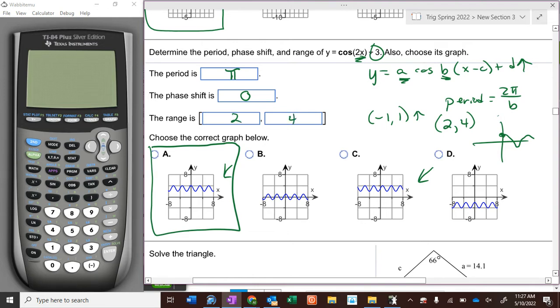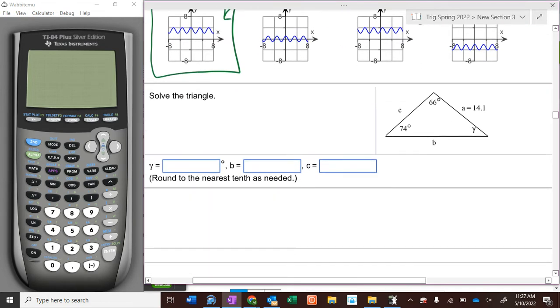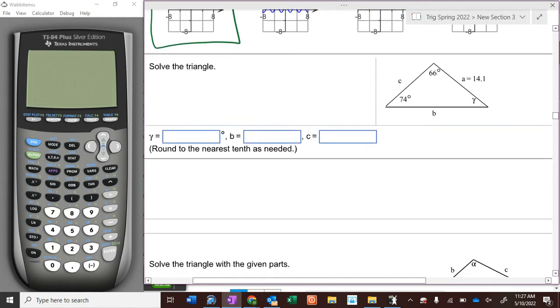So we only have 2 questions from that chapter because I don't like the computer questions of those, but I do have to ask you a little bit about that in the final. All right. Then we get solving the triangle. Ooh, this is law of sines, law of cosines.